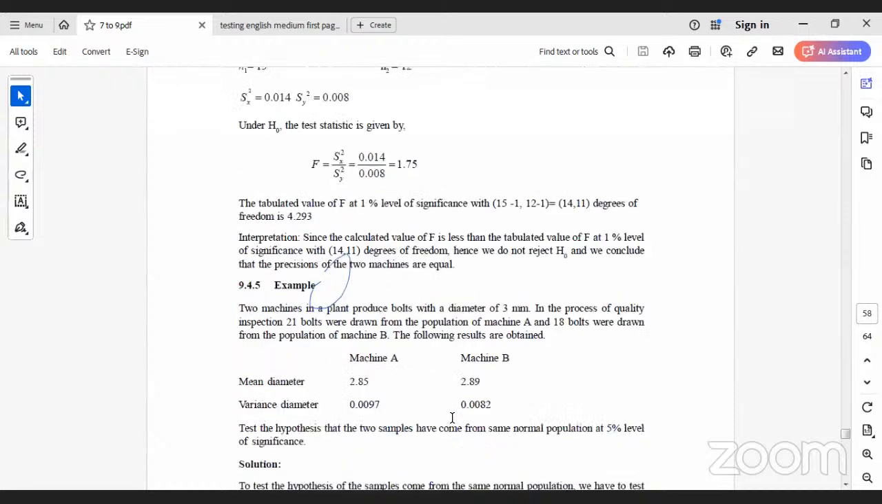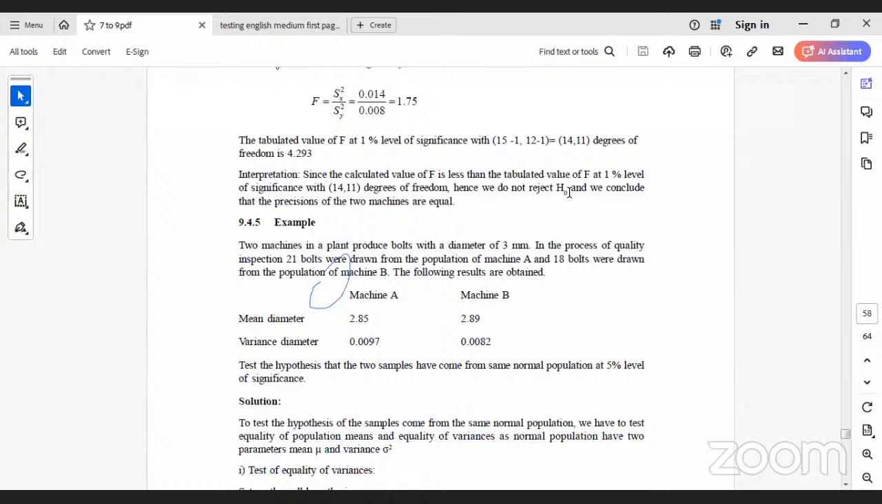So for tomorrow, we can discuss from the 9.4.5 problem. Okay.